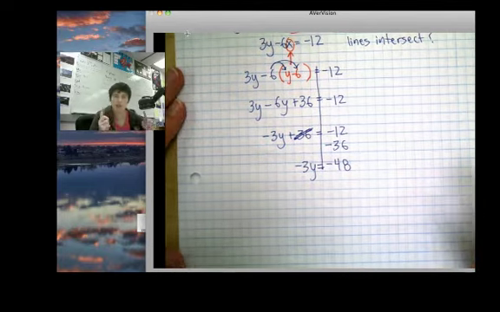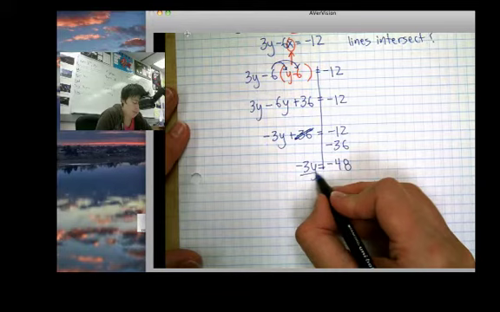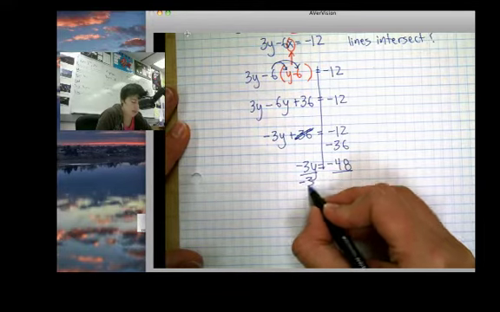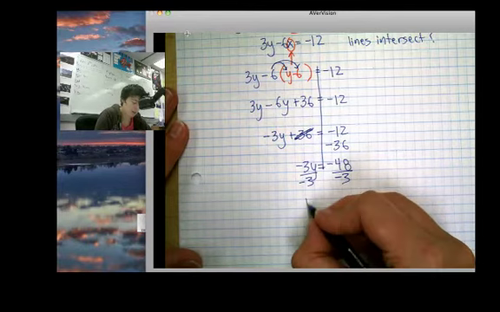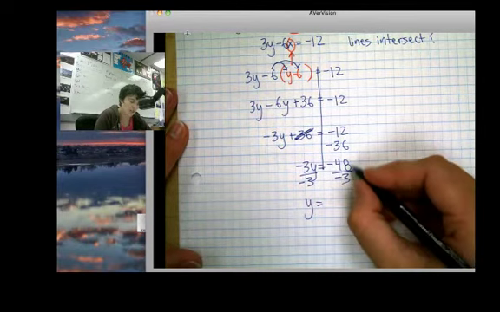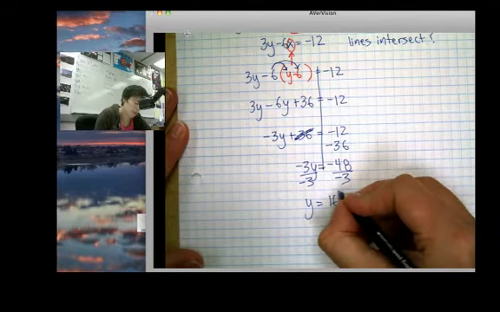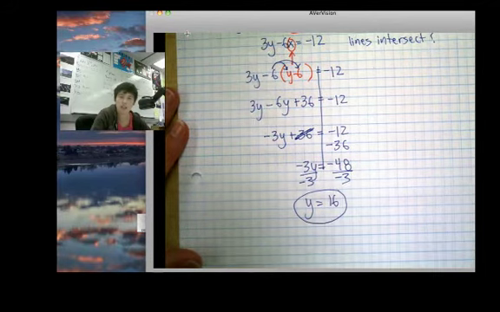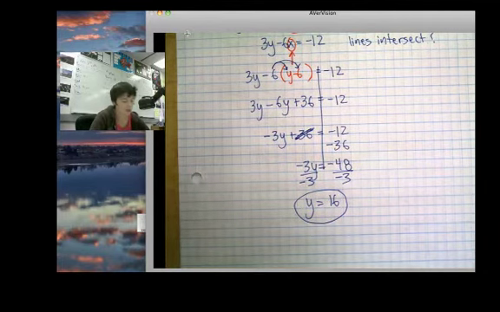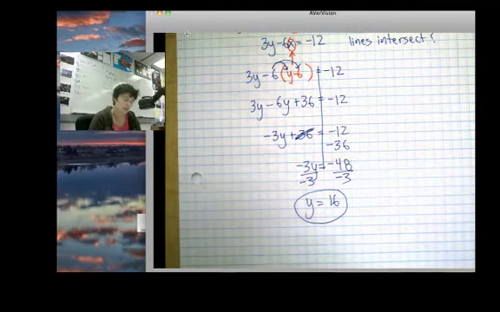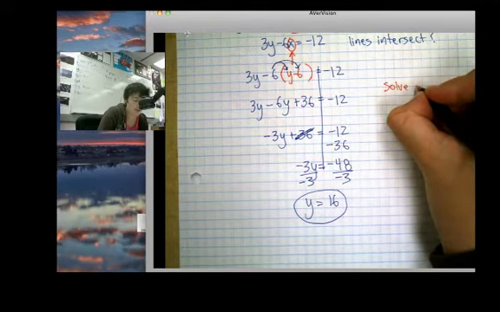If you don't like the negative signs, you could flip-flop this whole problem, or just divide by negative 3, either way. And when you divide two negatives, you make a positive. 48 divided by 3 is going to be 16, so we're going to have y equals 16 as our answer. It's a good answer. It's not the whole answer because we want both variables. So what variable have I not solved for yet? X. I need to solve for x.